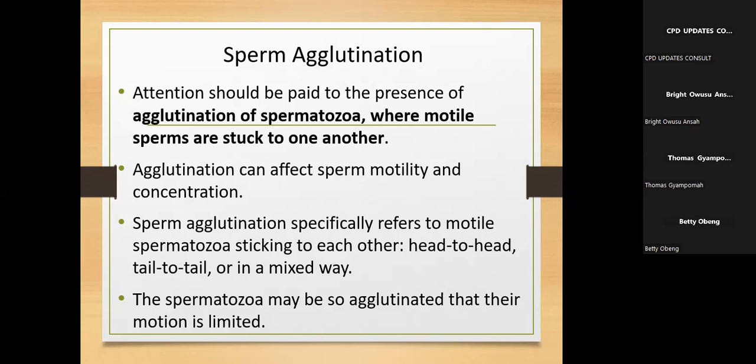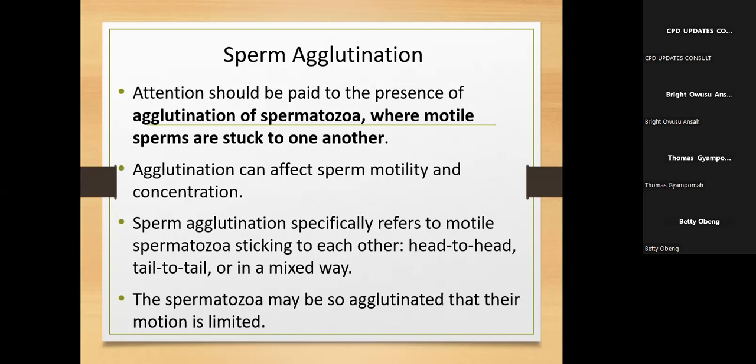That is an agglutination. So agglutination can affect sperm motility and concentration. Okay, right. Sperm agglutination specifically refers to motile spermatozoa sticking to each other, either head to head, tail to tail, or a mix, or head to neck. So you see that one spermatozoon is stuck to another at the head, or stuck at the tail. You see that they are all struggling to move.